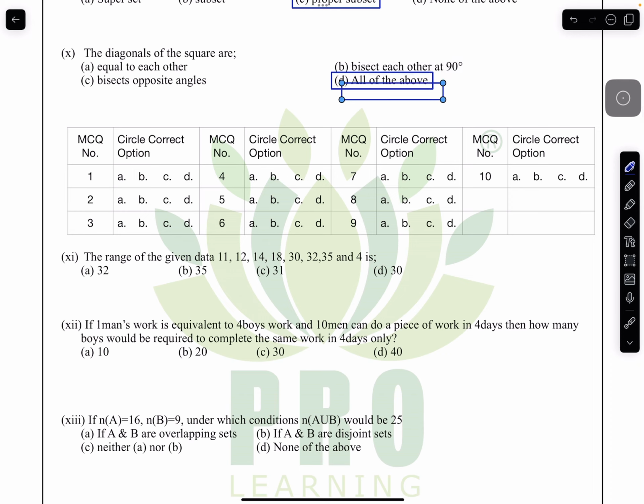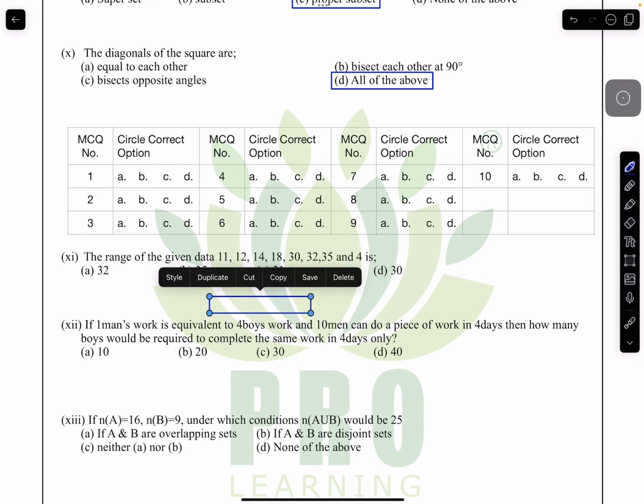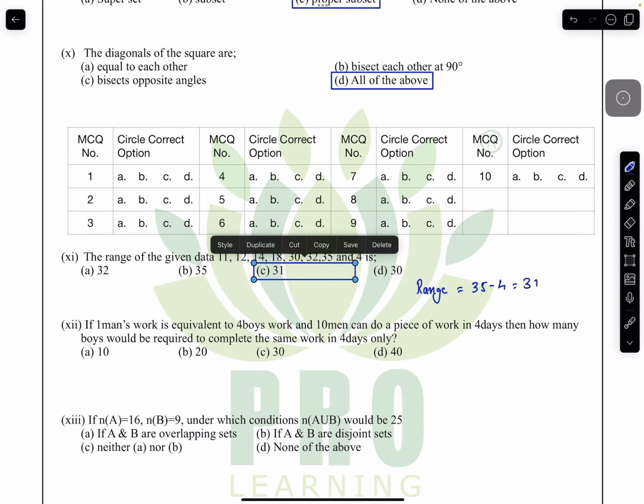We move ahead. Now the question here is the range of the data. The data starts from 11, 12, 14, 18, 30, 32, 35, and 4. The greatest value is 35 and the least value is 4. So range is greatest minus the lowest. 35 minus 4 makes 31. So our range is 31. The range of this data is 31.